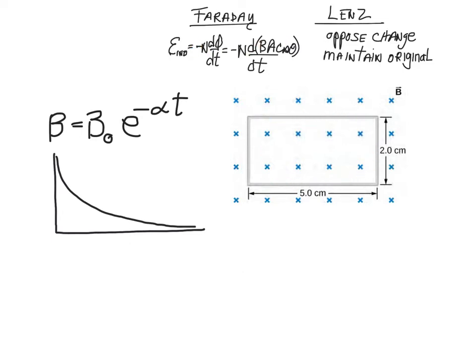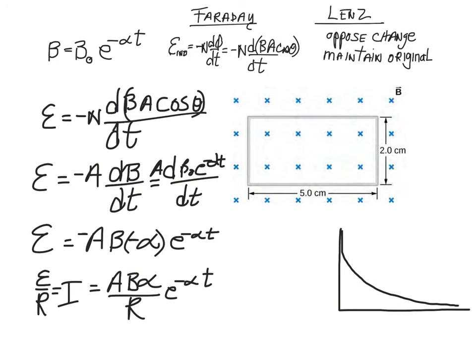Okay, but now to actually get what the induced EMF is in this coil, we want to use Faraday's law, so we have to do some calculus. We're going to take the derivative of an exponential function, which should be pretty easy. So why don't you try and do that before you watch me do it. Okay, let's see how you did.